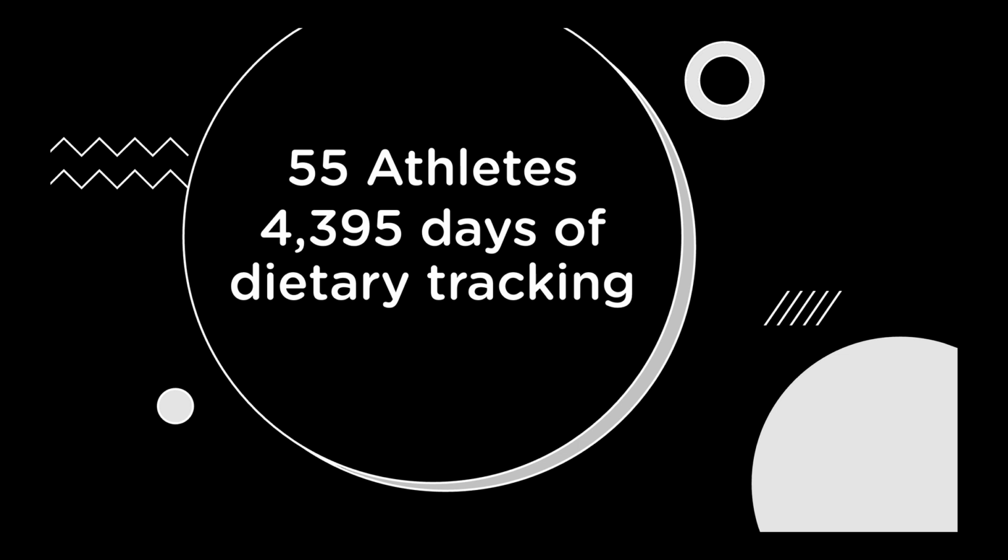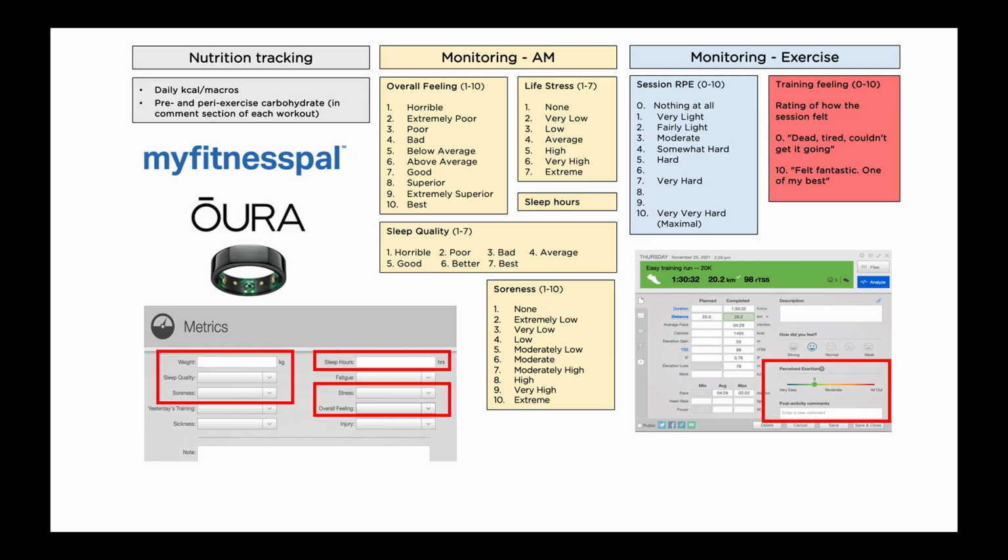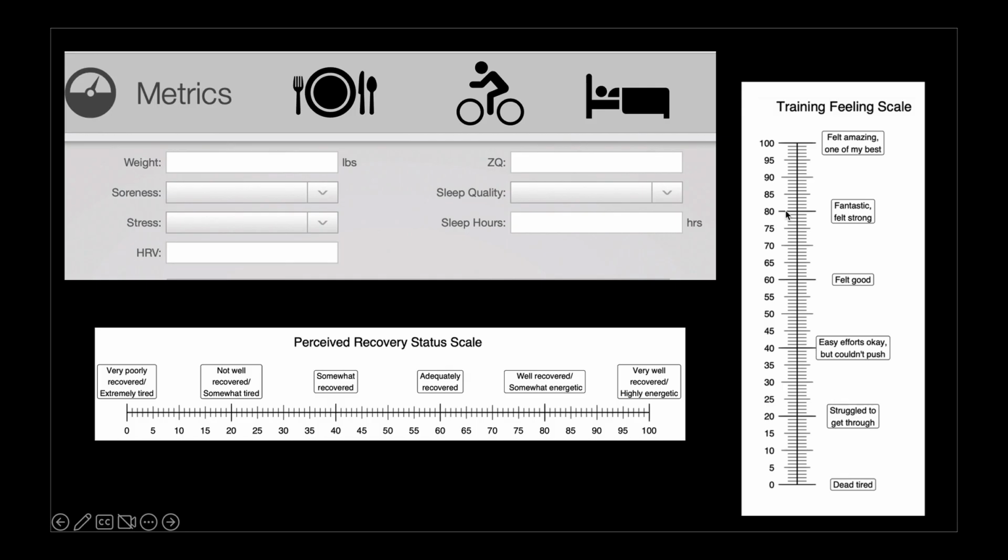So what I did was I had 55 athletes track diet, training, sleep, stress, and HRV for about 12 weeks. Some people were a little bit shorter for various reasons, and some people were a bit longer, but in all I ended up having nearly 4,400 days of dietary tracking and training. How we did that: using things like MyFitnessPal, Oura Ring ideally, or some people would use a Whoop strap or an HRV for training app. And they would use TrainingPeaks as software, so that's where all of their training data would come in. They can also enter metrics about sleep quality, how they felt, their life stress, soreness, things like that, and they can also use some of these scales to measure exercise.